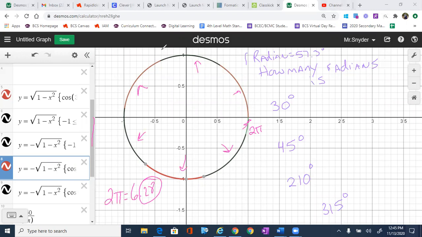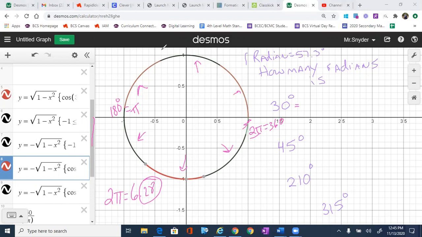Now the question is, well, how many radians is 30 degrees? So when we think about this, we want to break it down into its components. I know that there's 2 pi in 360 degrees. So I also know that if I come over here to 180 degrees, that breaks that 2 pi in half, giving us 1 pi, okay? Now I've got 180 degrees, which is going to be pi.